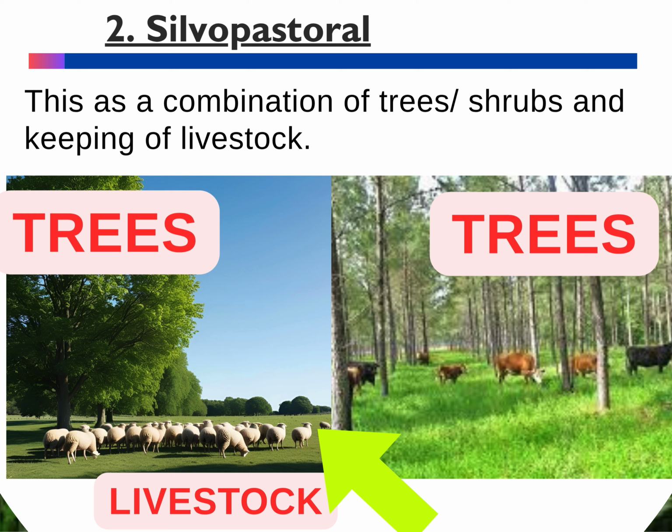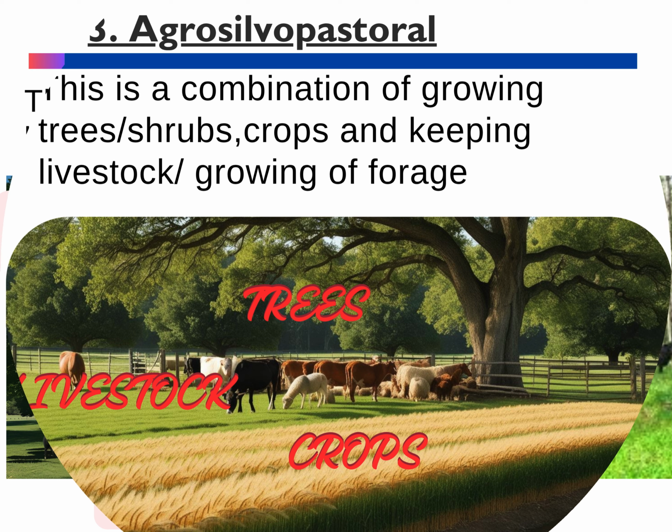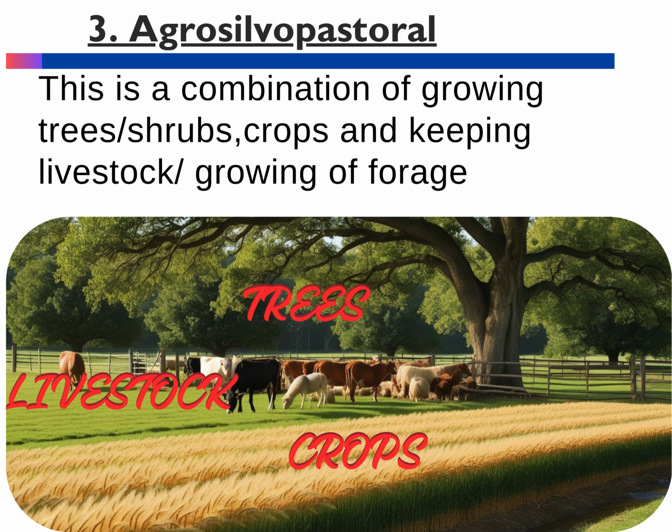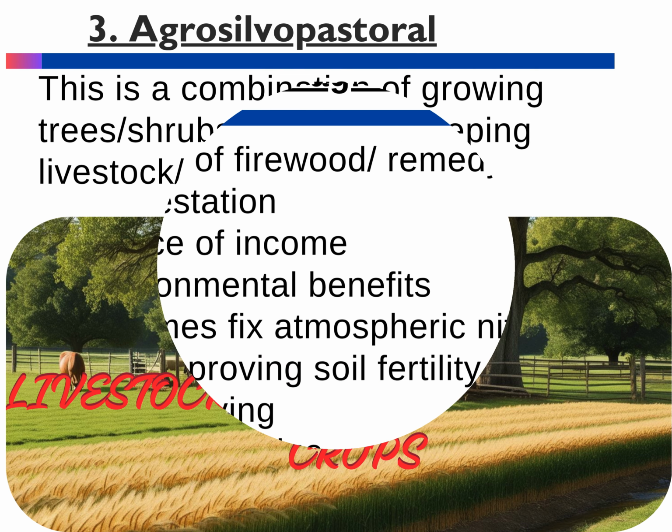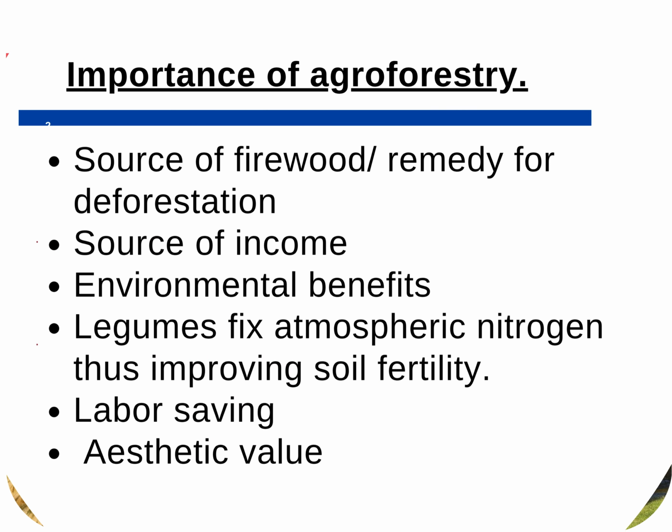2. Silvipastoral. This is a combination of trees, shrubs and keeping of livestock. The diagram below shows trees, shrubs together with animals. Are we together, class? 3. Agrosilvipastoral. This is a combination of growing trees, shrubs, crops and keeping livestock, growing of forage. The diagram below shows combination of crops, livestock and trees.